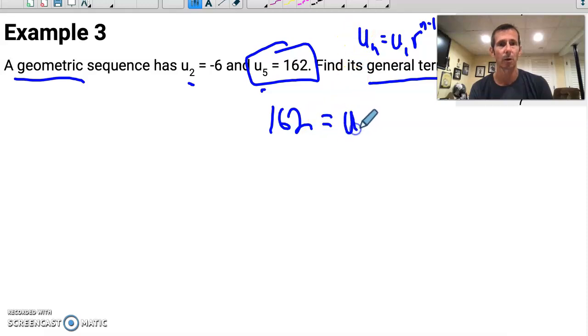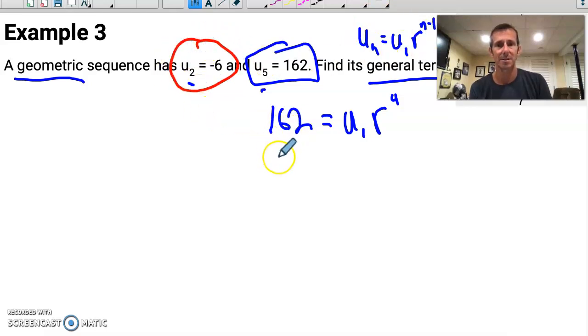I don't know u1. I don't know r, but if n is 5, then this would be 4. So see how I've used what I gave you as the fifth term, and I'm plugging it in, kind of working backwards. Now, I chose the later term first because the common ratio is always the later term divided by the earlier term. So now I'm going to do the same thing I did using this general formula, but I'm going to do it with the second term.